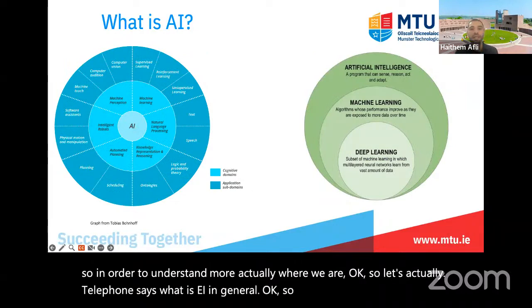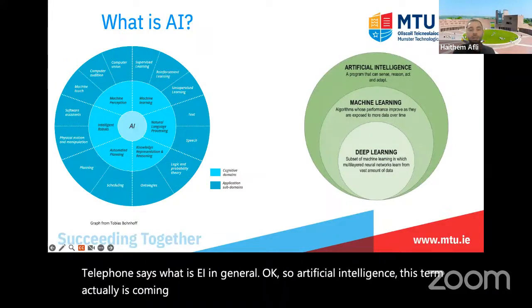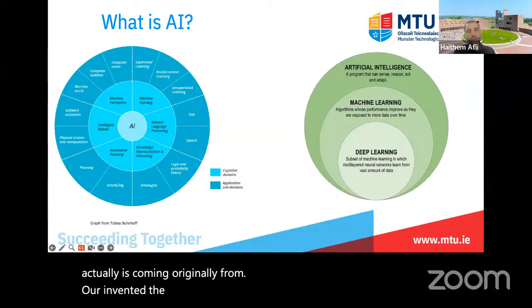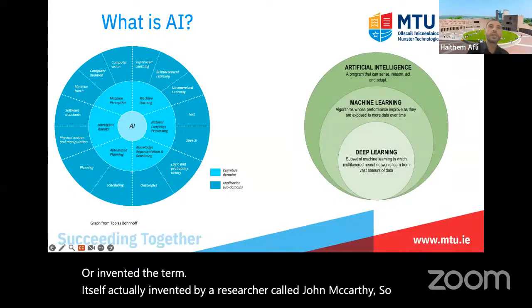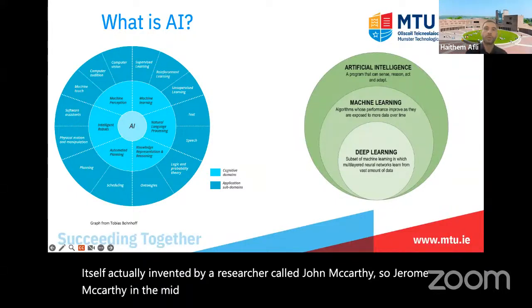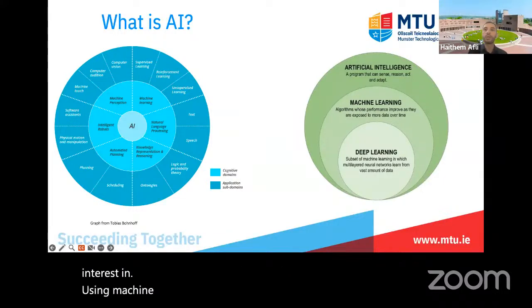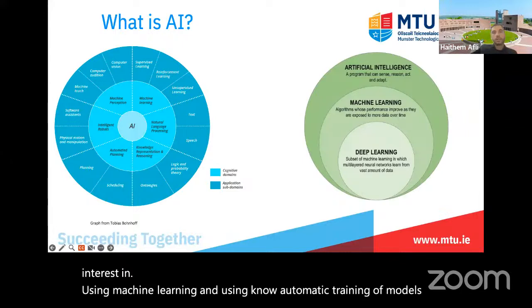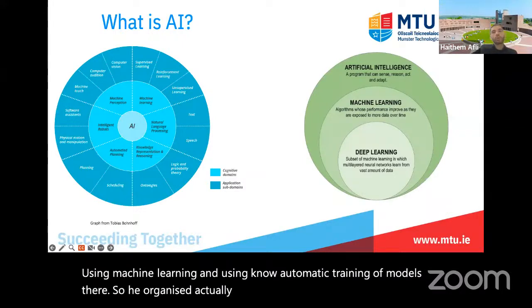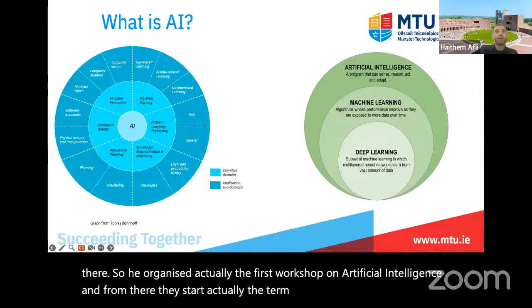Okay, so artificial intelligence, this term was originally invented by a researcher called John McCarthy. John McCarthy, in the mid 15th, when we started to have interest in using machine learning and automatic training of models, organized the first workshop on artificial intelligence, and from there they started the use of this term, artificial intelligence.